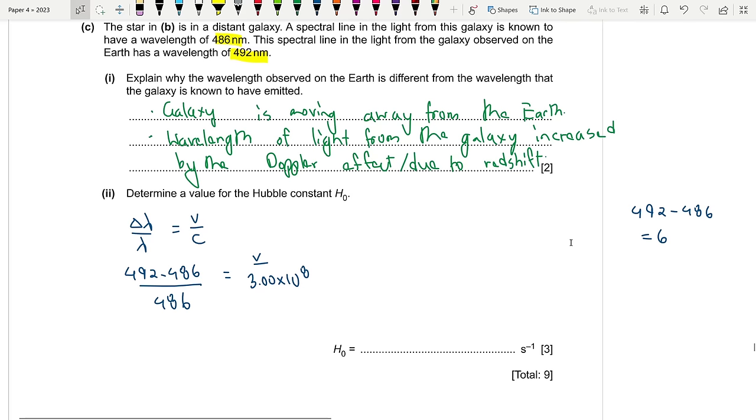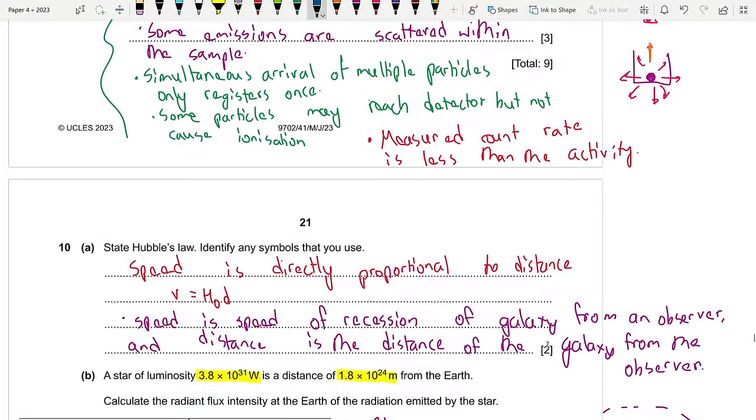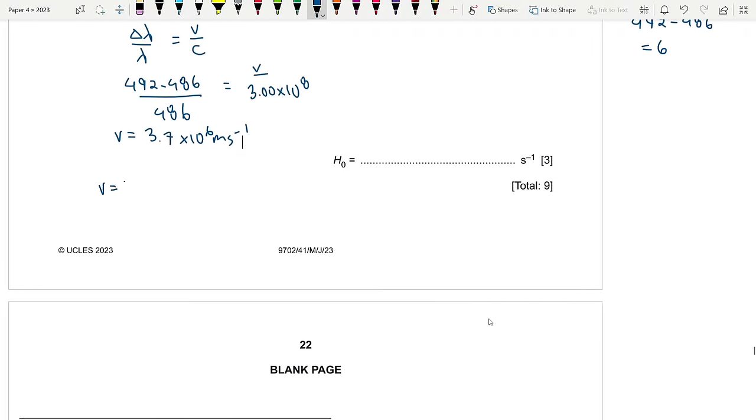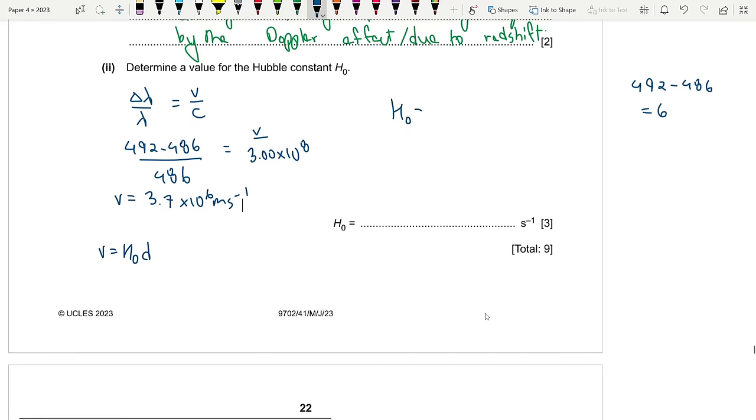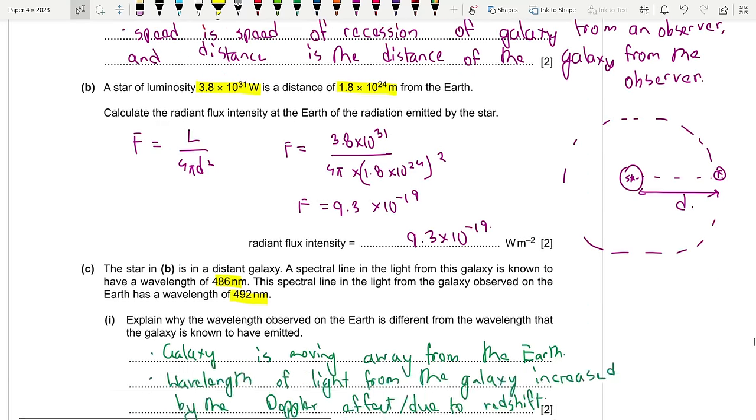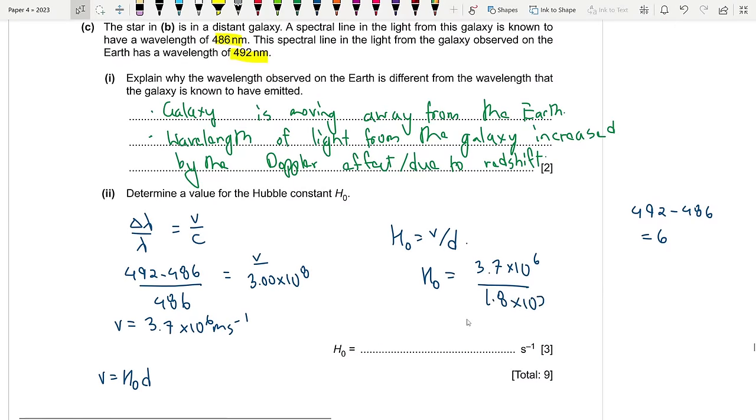So if you solve this, what do you get? 492 minus 486 by 486 into 3 into 10 to the power 8. So we actually end up with v equal to 3.7 into 10 to the power 6 meter per second. Now I just told you that v is equal to H naught d. So ultimately, H naught equals v by d, which is H naught equals 3.7 into 10 to the power 6 divided by the distance between them, 1.8 into 10 to the power 24. That gives us a value of H naught equal to 2.1 into 10 to the power minus 18 per second.